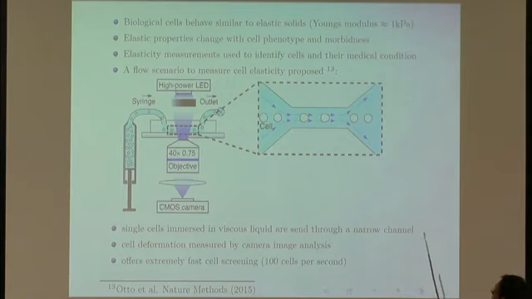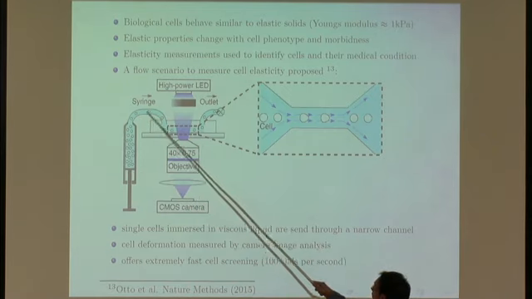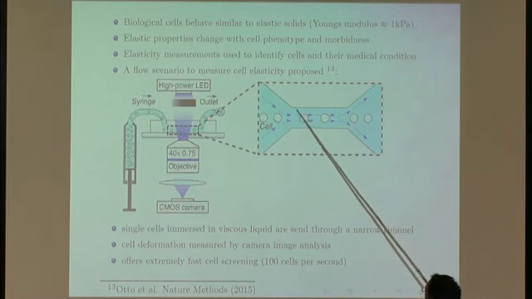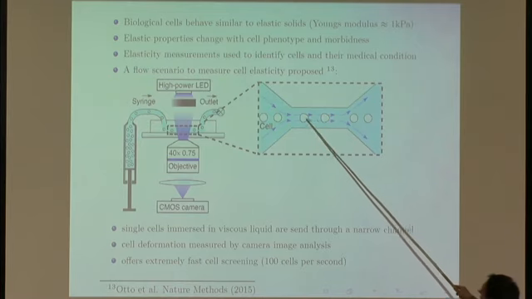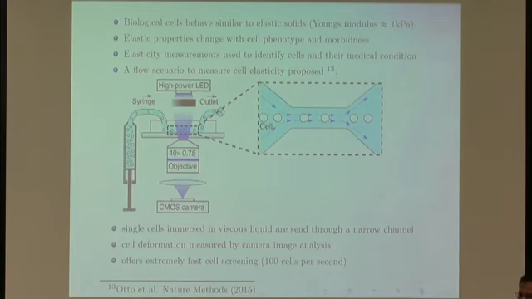And the group of Jochen Guck proposed a flow scenario to do this. You have a reservoir of cells here, and they flow through a very narrow channel, the diameter is 20 microns. When the cells flow through this channel, they have to deform somehow. Of course, stiffer cells deform less, and softer cells deform more. So you can take an image of these cells once they go in the channel, look at the deformation from this image, and then conclude on the elasticity of the cells. By this you can then say, is this a healthy cell or a tumor cell or whatever.